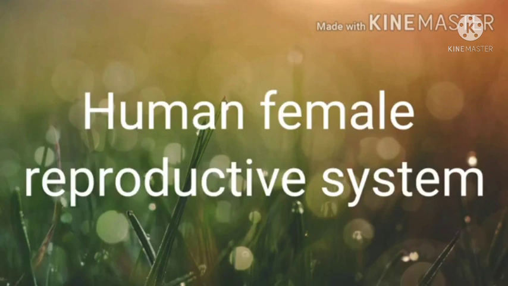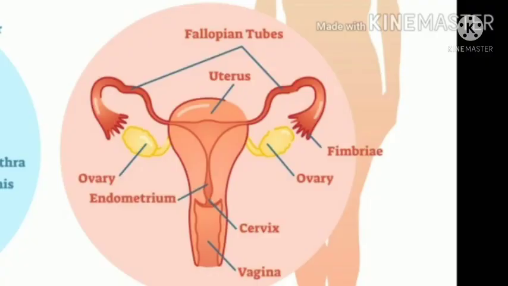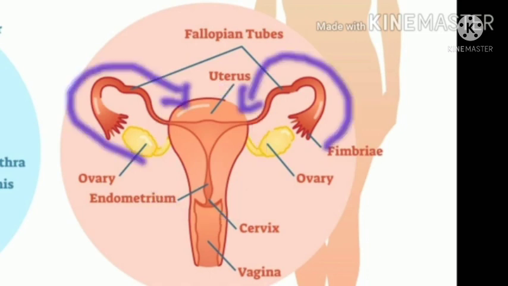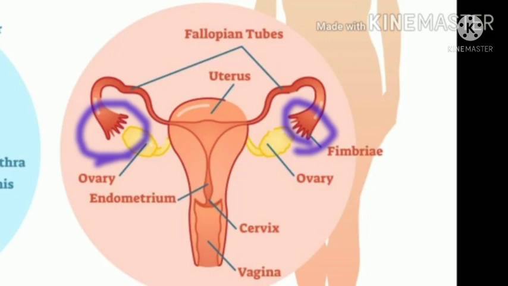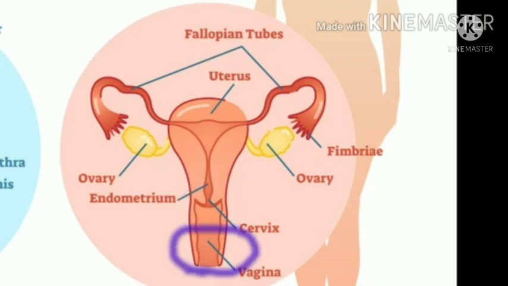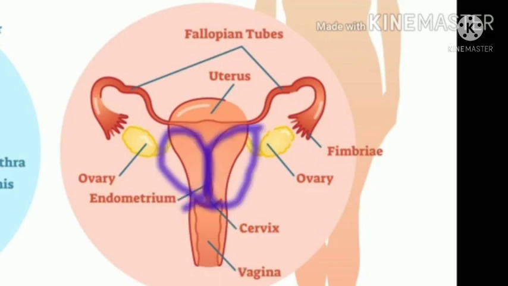Human female reproductive system. In this system again you are supposed to label and draw the diagram. Look at the diagram carefully. You can see uterus, fallopian tube, fimbriae, ovary, cervix, vagina, endometrium. All these are very important parts of the female reproductive system.